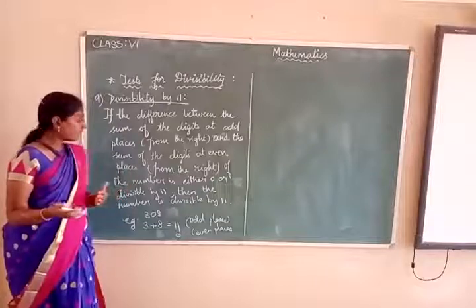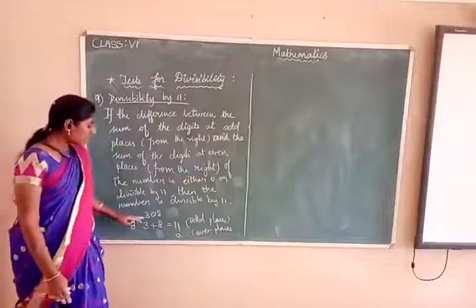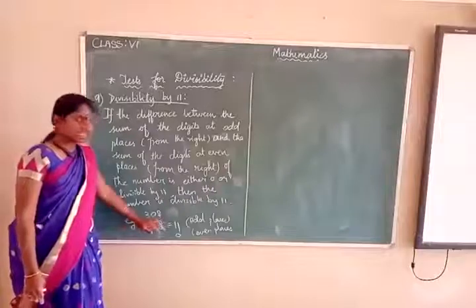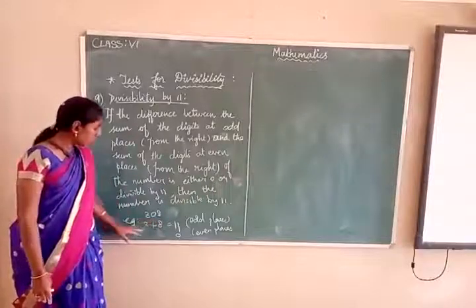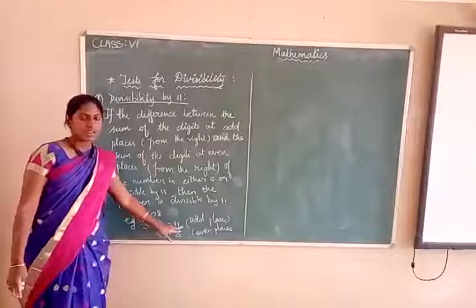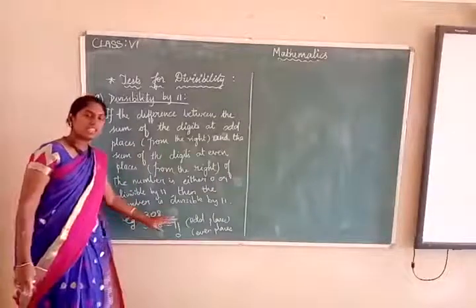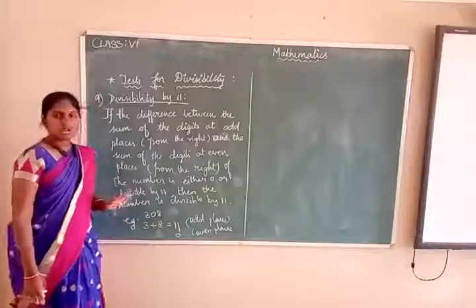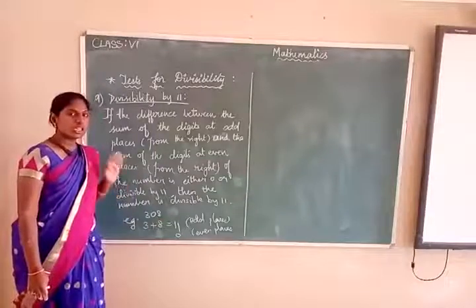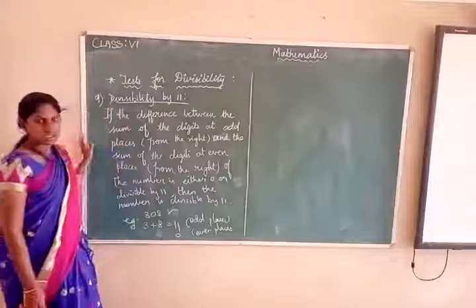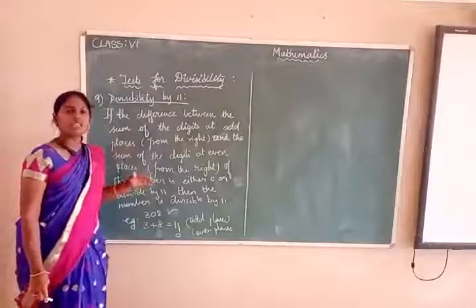Okay? See, look here. This is an example. 308 is given here. What are the numbers at odd places? 3 and 8. So, when I add 3 and 8, I get 11. What is the number at the even place? 0. So, what is the difference between 11 and 0? It is 11. Is 11 divisible by 11 or not? Yes. So, 308 is also divisible by 11. Is it clear? So, this is how you have to find whether a number is divisible by 11 or not.